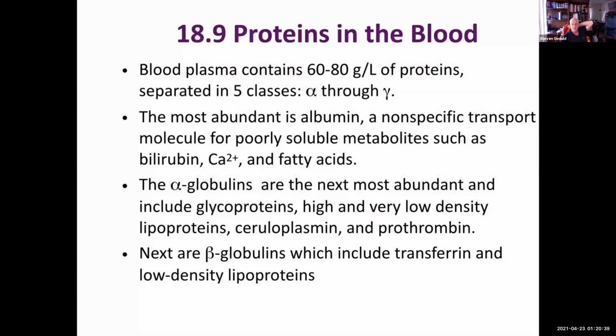All right. Any questions on our red blood cells? Myoglobin, hemoglobin, oxyglobin, all that good stuff.